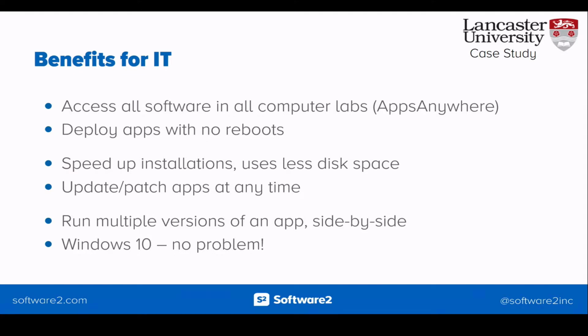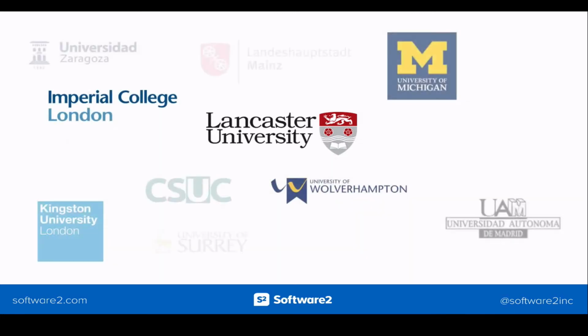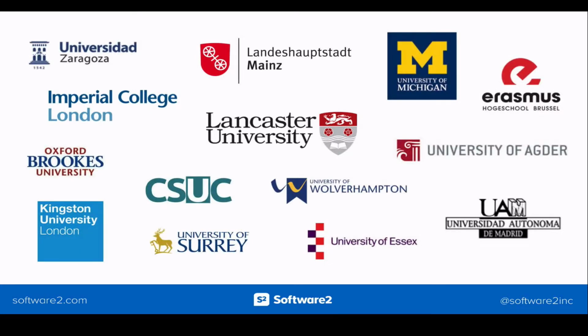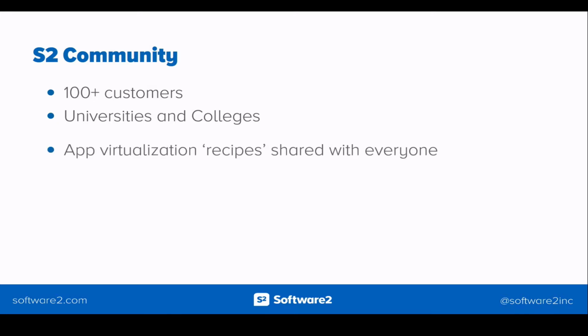So moving on from Lancaster University. Lancaster University is one member of the Software 2 community. It's obviously a university where I worked for a long time and know very well. But the Software 2 community is made up of over 100 universities worldwide. And the real strength of what we do with Software 2 is in that community. So there's over 100 customers. All of those customers are universities and colleges. And so they work together, and within the community, we share the app virtualization recipes.